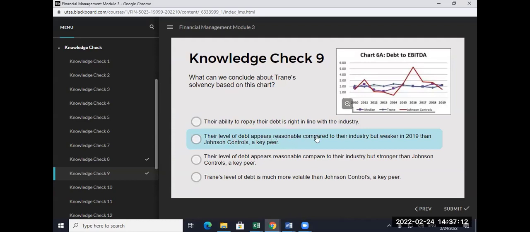B: Their level of debt appears reasonable compared to industry, but weaker in 2019 than Johnson Controls. C: Their level of debt appears reasonable compared to their industry, but stronger than Johnson Controls, a key peer. D: Trane's level of debt is much more volatile than Johnson Controls, a key peer. All right, so I'll give you about a minute.